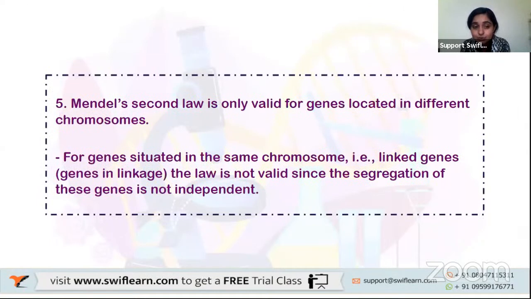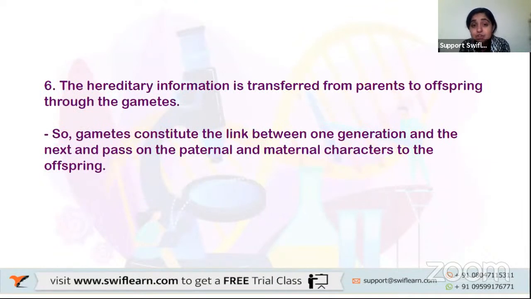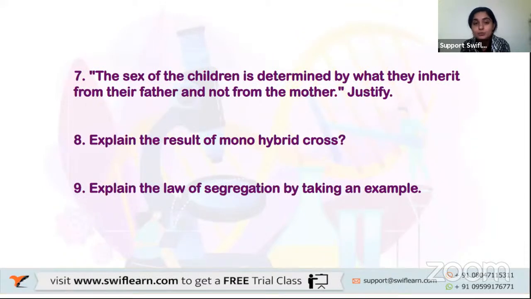Mendel, so let us go through the answers here as well. It says Mendel's second law is only valid for genes located in different chromosomes. For genes situated in the same chromosome, that is linked genes, the law is not valid since the segregation of these genes is not independent. The hereditary information is transferred from parent to offspring through the gametes, right? So gametes constitute the link between one generation and the next and pass on the paternal and maternal characteristics to the offspring. Right, what we discussed.